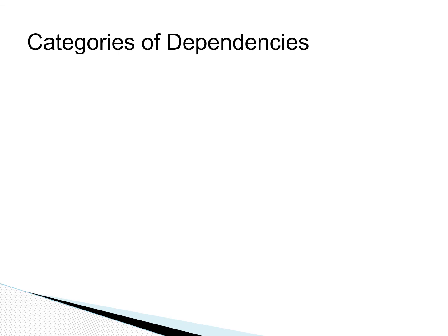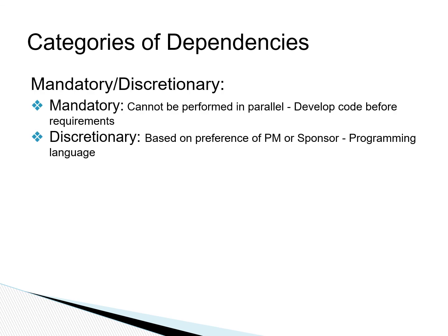Dependencies can also be categorized as mandatory or discretionary. Mandatory meaning that it has to be in place before some other tasks can be performed, such as requirements need to be in place before programming can be done. Discretionary, on the other hand, means that they are by choice of the project manager or project sponsor, such as adhering to a particular software architecture, like web services. That's a discretionary dependency.